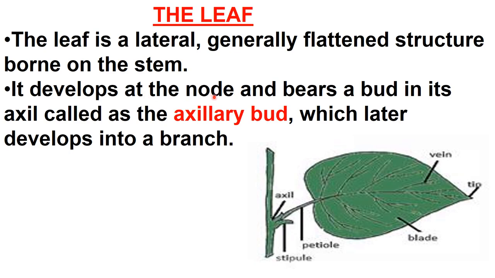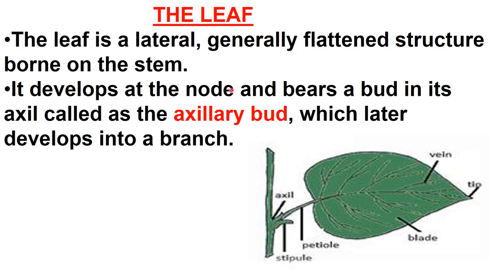It develops at the node and bears a bud in its axil. So the stem has two parts, nodes and internodes. Leaves arise at the node part of the stem, and the in-between portion makes the internode. See here, this is the stem, this is the node part, and from here the leaf is arising. Just this portion, from where the leaf is arising, is called the axil of the leaf.